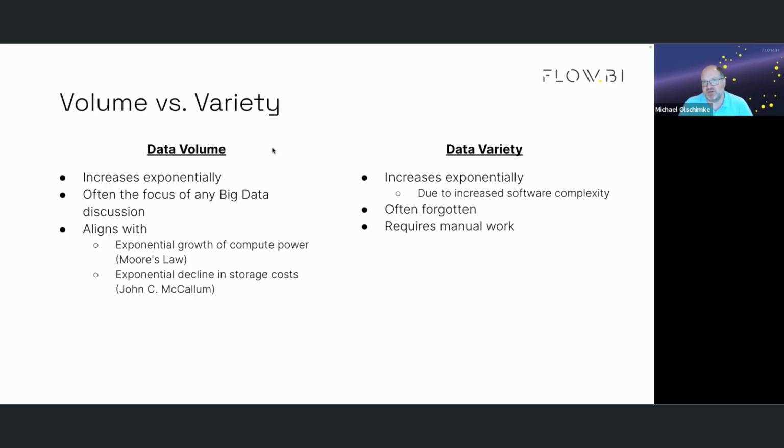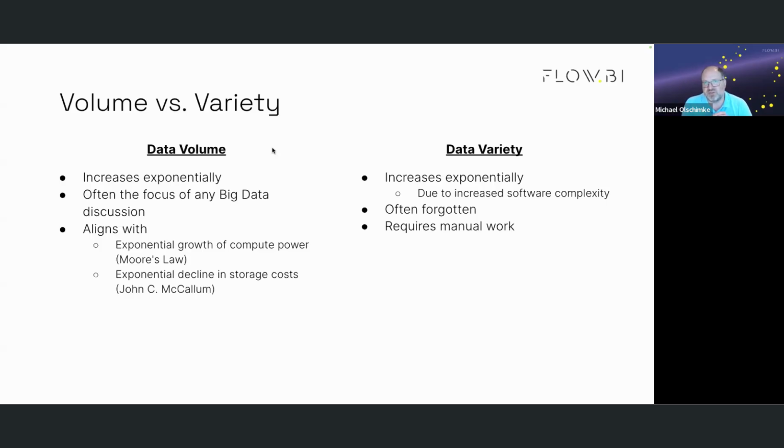But what about data variety? That's what people always talk about, and I just did this as well. They talk about structured data, unstructured data, semi-structured data. But what does it mean? The problem is that with more and more data available, they all come with their own structures, right? So you have more and more structures available. More and more data means more and more structures as well. And that's also increasing exponentially.